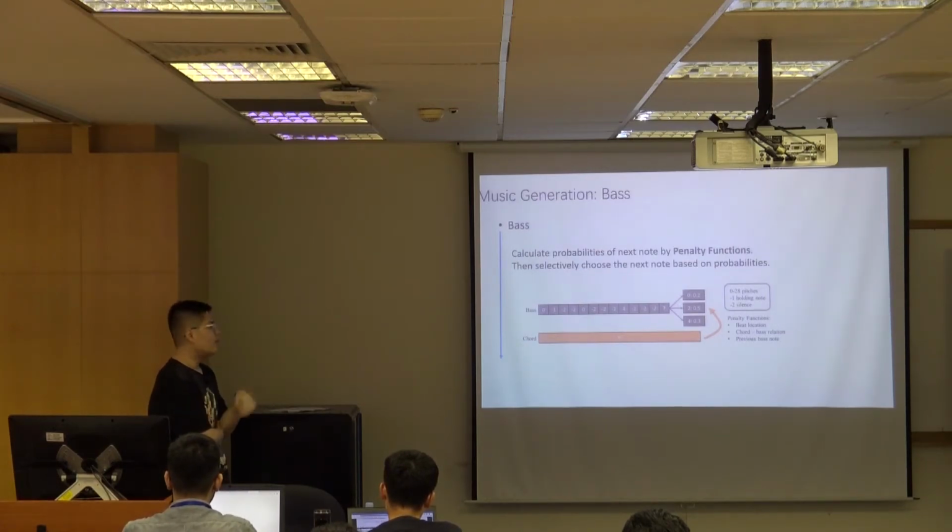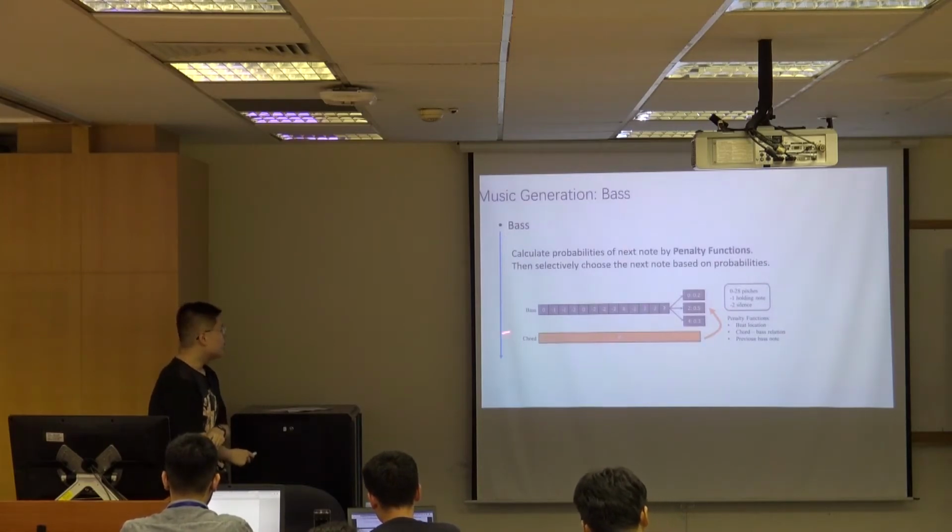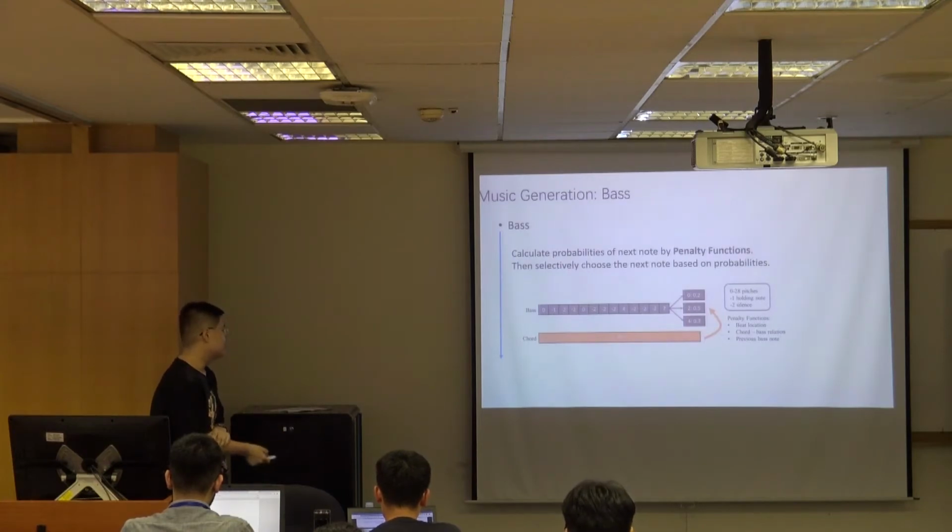Then we follow the workflow where we generate the bass. It is represented as numbers. 0 to 28 means the relative pitches of the bass note, -1 means holding the previous note, and -2 means silence. So the bass here, you have 0, 0, 4, so it sounds like this. Okay, one more time.